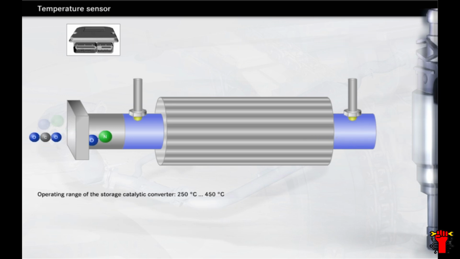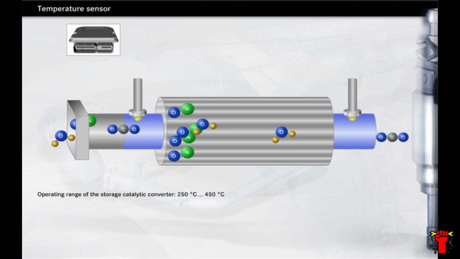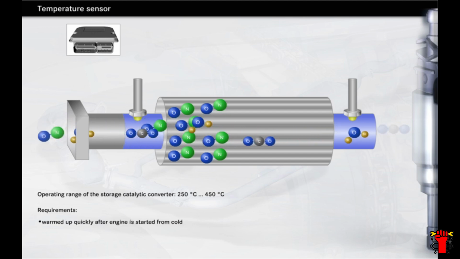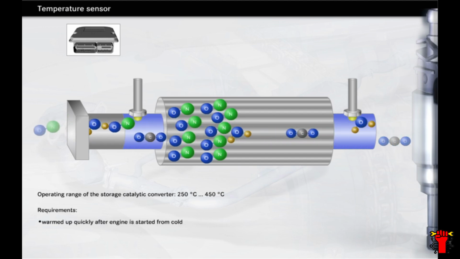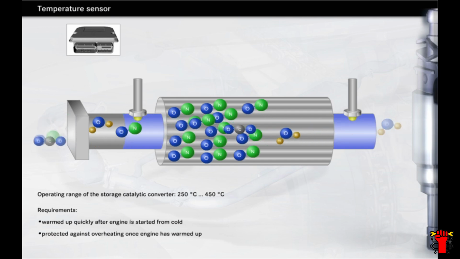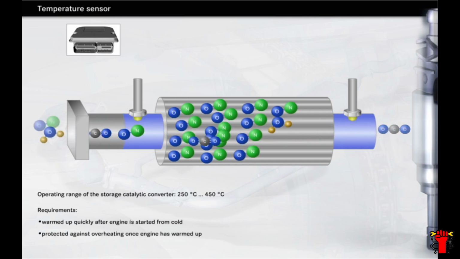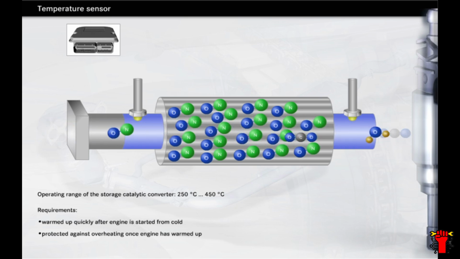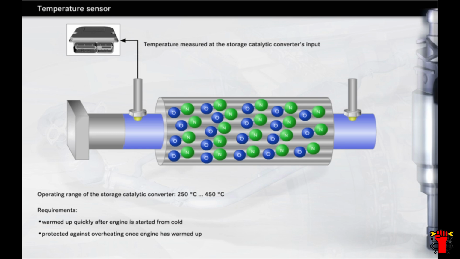The storage catalytic converter can store most efficiently only in a narrow temperature range, between 250 and 450 degrees Celsius. This means that it needs to be warmed up quickly after the engine has been started from cold. Once the engine has warmed up, on the other hand, it must be protected against overheating, as it would become damaged above a temperature of 760 degrees Celsius. Therefore, the exhaust temperatures must be measured at the catalytic converter's input and monitored by the control module.